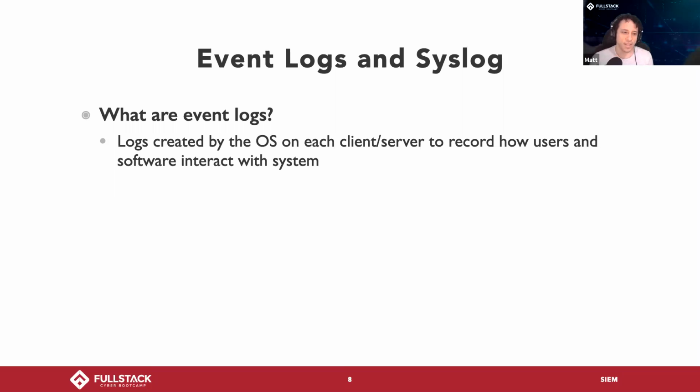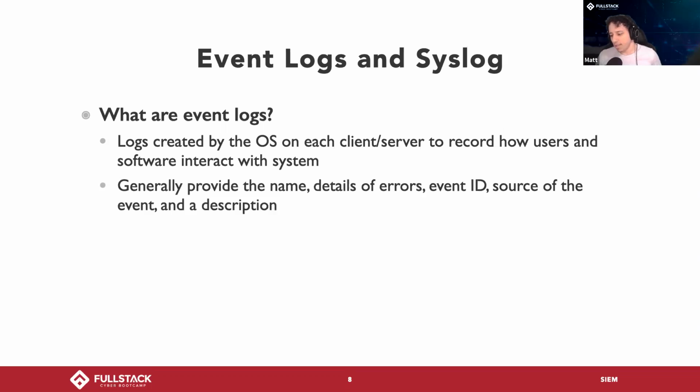Windows has its own event logs, Mac has its event logs, and Linux has its own event log system. I just want you to be somewhat familiar with that. When I'm talking about things created by an OS, what to look for in them, they'll generally have this information: a name, details of the errors, a unique ID, what created the event, like what process, and some kind of description.